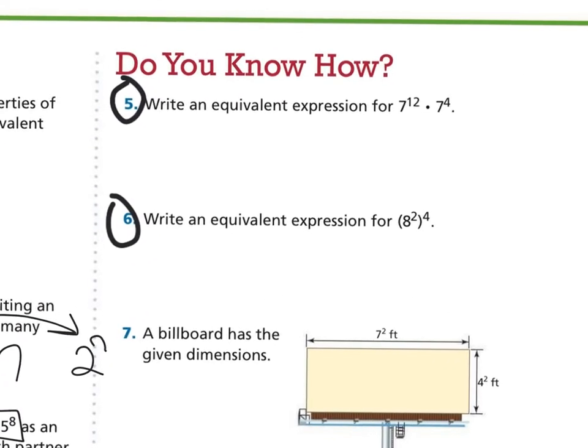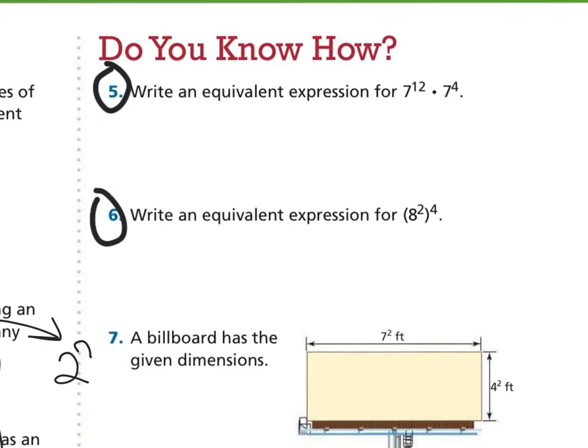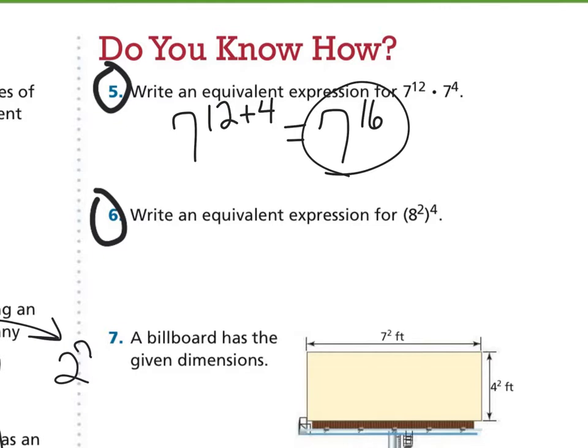So number 5, they want an equivalent expression for that. Again, expression, so we can leave the exponent there. So since we're multiplying like bases, we can add the exponents. We have 12 factors and another 4 factors gives us a total of 16 factors of 7. So equivalent expression, 7 to the 16th power, we can leave it with the exponent with what they're asking for.